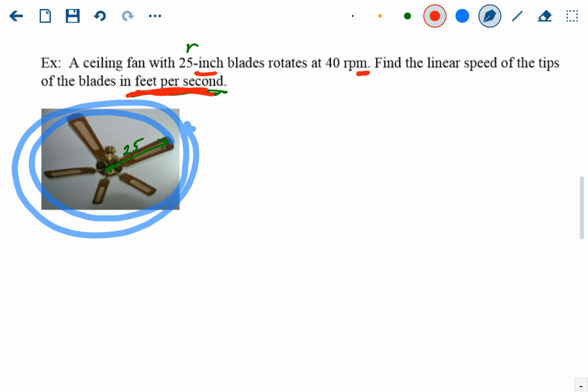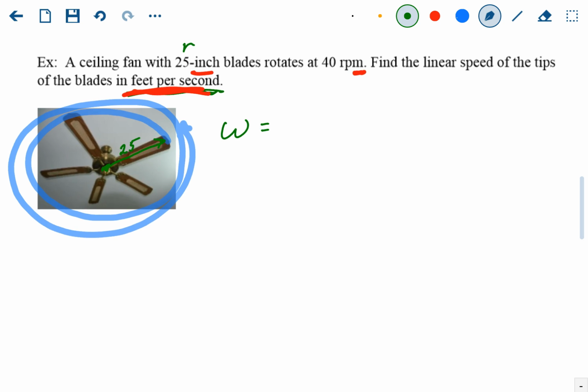But for right now, let's just figure out the angular speed and then the linear speed. All right, so we'll start with the angular speed, omega. We know it's going around the circle. Each blade is going around 40 times in 1 minute. Now again, all the way around a circle in radians is 2 pi. So it's going 2 pi angles in one rotation, and it's making 40 rotations.